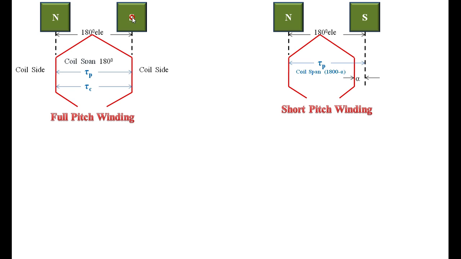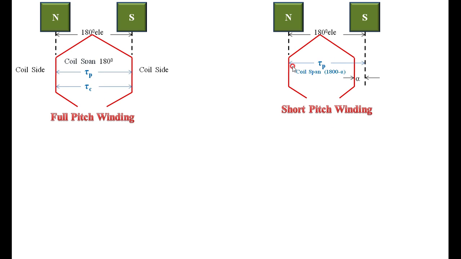Here the pole pitch is 180 degrees, that is represented by tau P, and coil span is represented by tau C. Here in this case tau P and tau C both are equal, therefore it is called pole pitch. Here the pole pitch is equal to the coil span, that is equal to 180 degrees electrical, then it is called as full pitch winding.